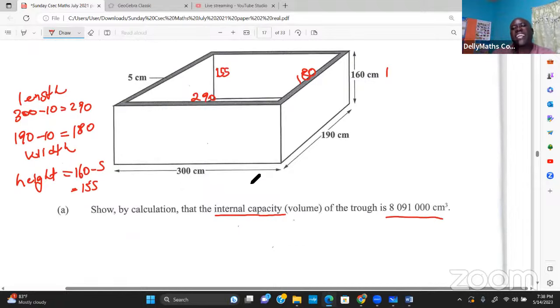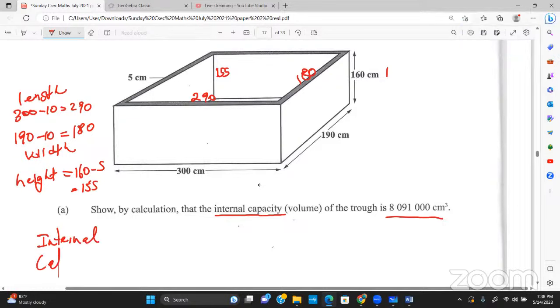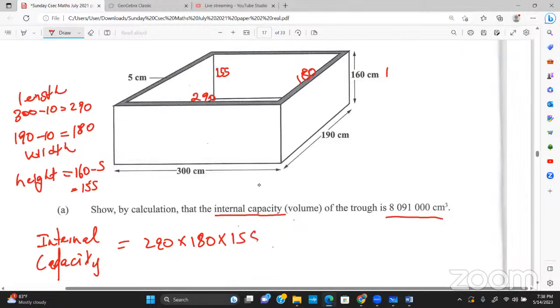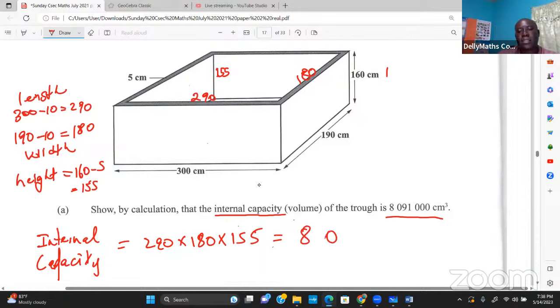So now if they want me to find the internal capacity, you multiply everything, and that's the answer I got. Exactly. Because finding capacity is the same thing in terms of calculation as volume. Put it together. 290 times 180 times 155. You should see 809,100 cm cubed. So you did show them that you'll get that.